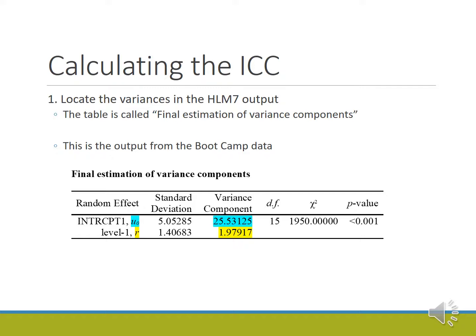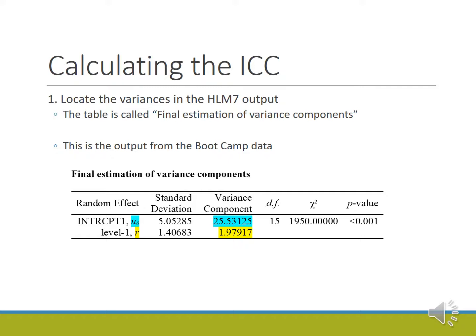So how do we calculate the ICC? The first thing is we need those variances, and we need to locate them in the HLM7 output or in any other software output that you might use. In HLM7, that table is called the final estimation of variance components. And what you see in this slide is the output from the bootcamp data. That table is always located at the very end, after the deviance. It's the last table of the HLM7 output for the models that you will be running.